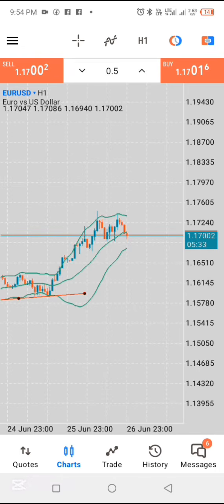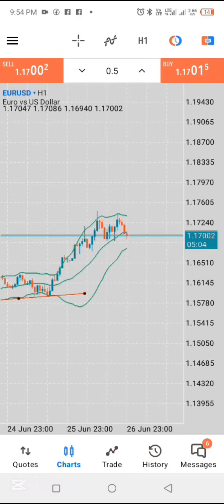So the basic things about the Bollinger Bands are the bands. We have the upper band, the middle band, and the lower band. The upper band and the lower band are like standard deviations, while the middle band is a moving average. Usually you can set it by default, on a 20 period moving average.